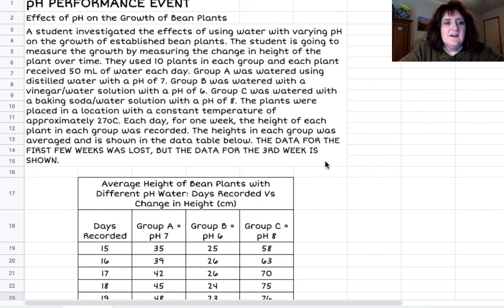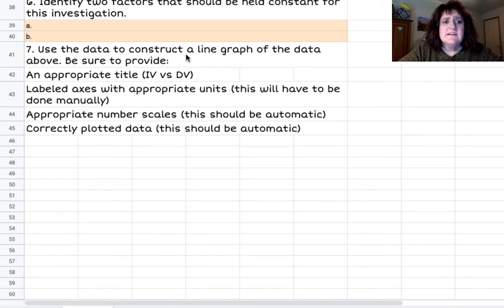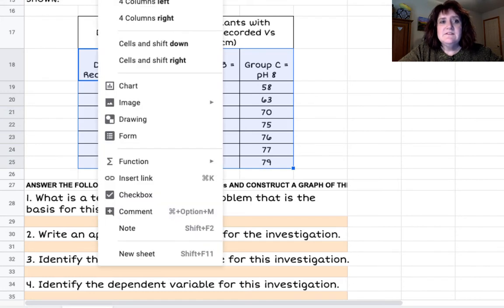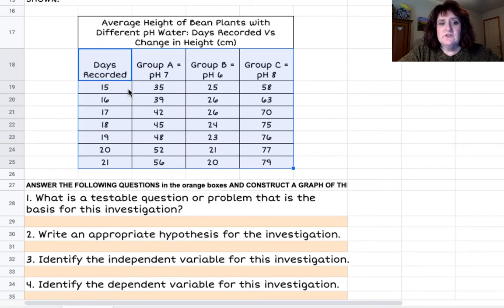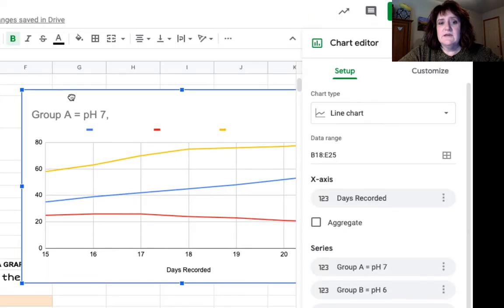Okay, finally, let's talk about this graph that you need to do down here at the bottom. Use the data to construct a line graph of the data above, okay? Be sure to provide an appropriate title and labeled axis with appropriate units. You have to do this manually. Everything else should be automatic. So when you do this, you highlight the data, including those little titles. You go to Insert a Chart, and it should automatically come up with a line chart, okay?